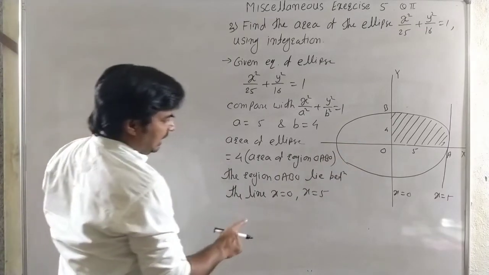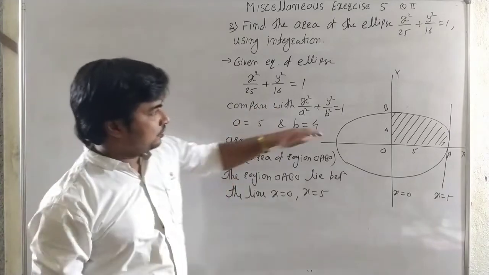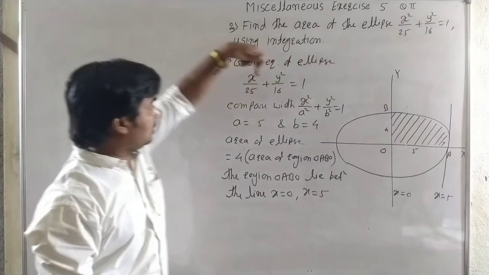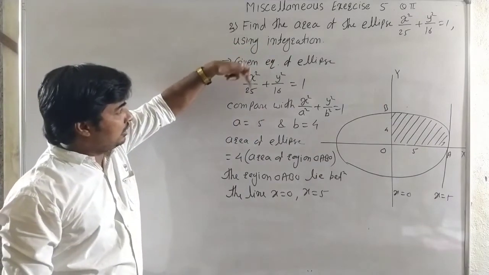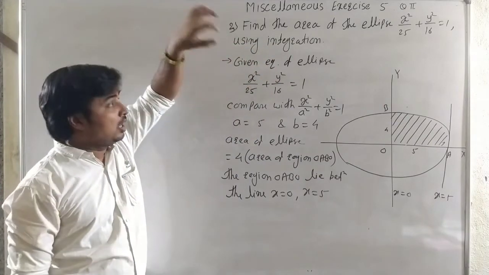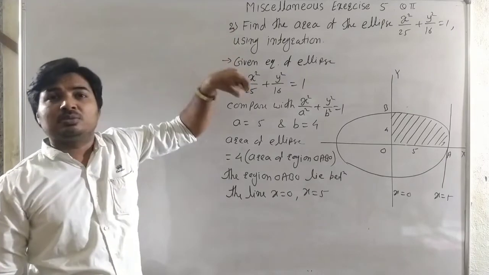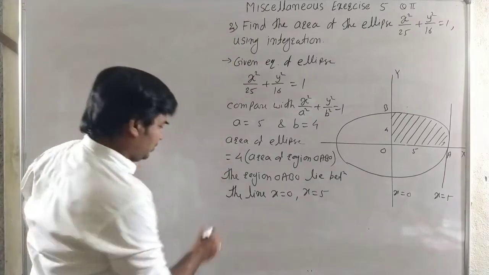Now the area of this region is integral a to b y dx, but here the equation of the curve is x square upon 25 plus y square upon 16 is equal to 1. First find the y. That means write this curve in terms of y is equal to f of x.